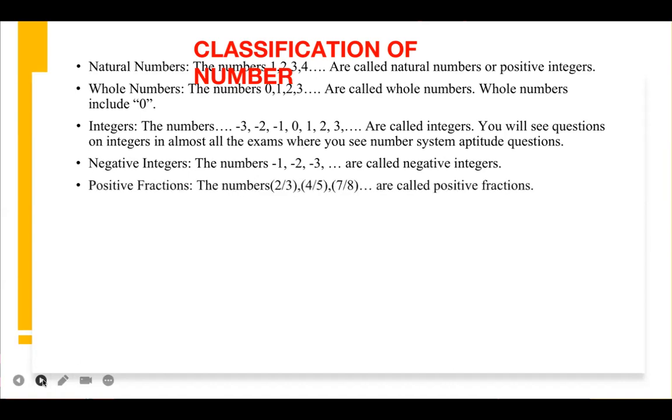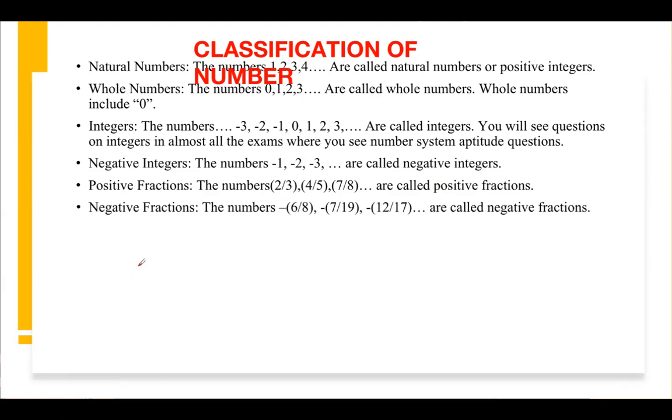Okay, the positive fractions, as you know, 2 by 3, 4 by 5, 7 by 8, everything in the a by b format is known as a fraction, where b is not equal to 0. If we keep b equal to 0, we get infinity, and we cannot divide it. If we keep a equal to 0 in a by b, the result will obviously be 0. But if b is equal to 0, we cannot divide. So we always say fractions are nothing but a by b format, where b is not equal to 0.